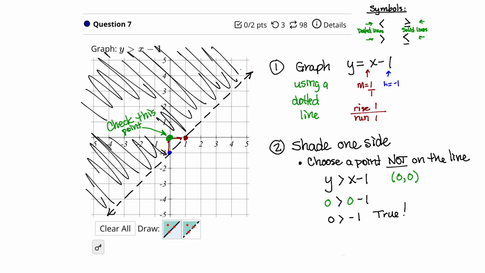Okay, if you click it and you change your mind, just click clear all and draw it again. Okay, but what this means now is this whole section, any point that we choose, even this one clear up here, if I put it in here for y and for x, this will be true. Okay, so the infinite number of points will all work. Okay, let's do another one.